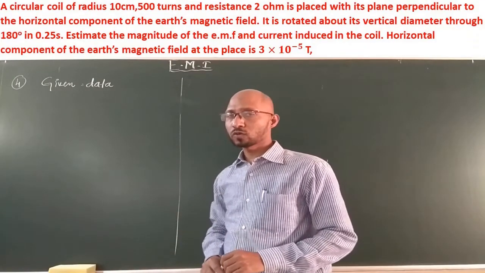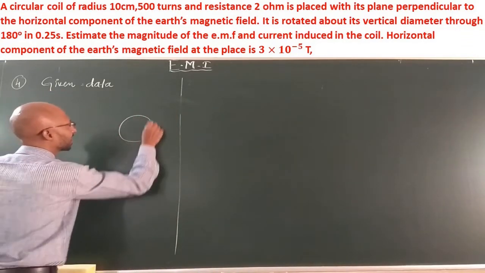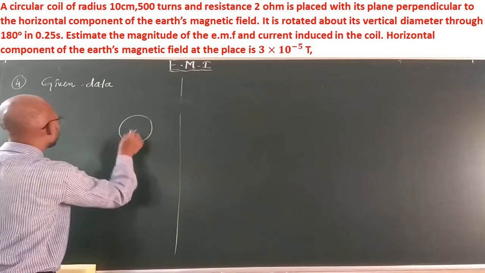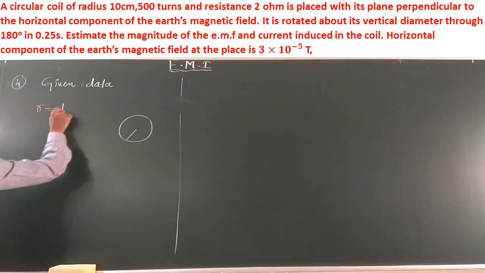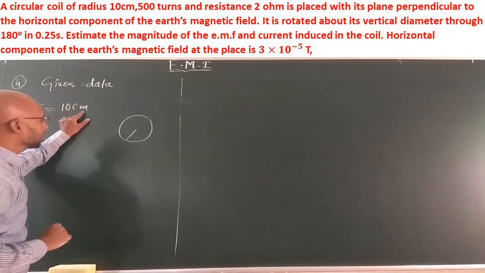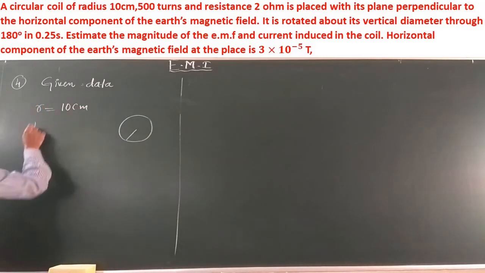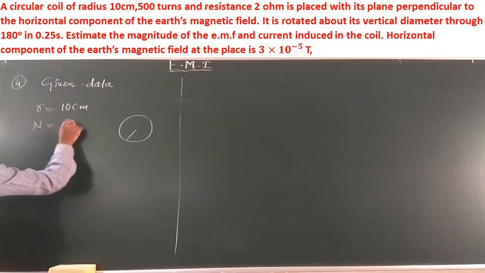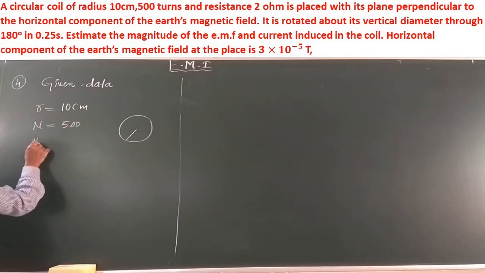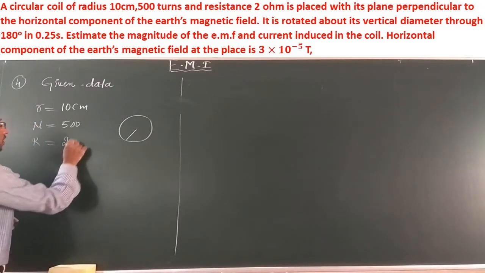Fourth question. What is the fourth question? It says that a circular coil is there, whose radius is given. What is the radius value? The radius value given here is 10 centimeter. The first thing you have to do is notice that the radius is given in centimeter. Now you see the next constants given: the number of turns is 500, and the resistance of the coil is given.